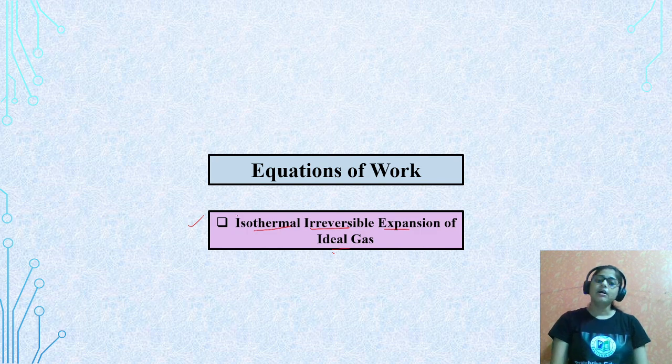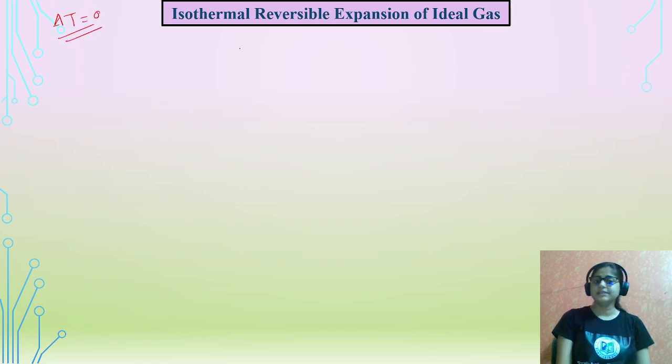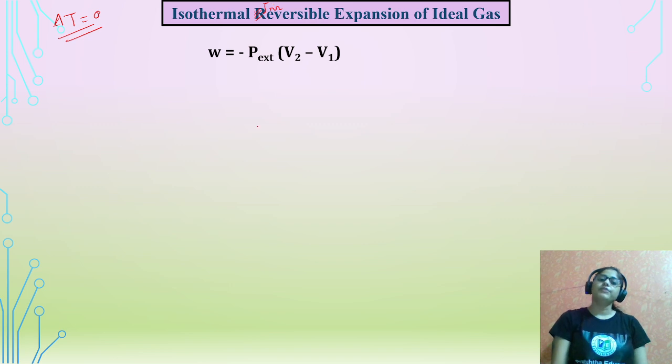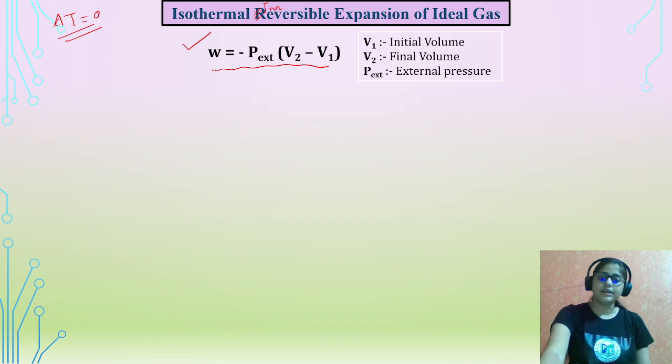Okay. So isothermal means delta T is 0, T is not changing, and it will not be reversible, it will be irreversible, fine. So we know for work it is minus P external into V2 minus V1, and for the irreversible case actually this is only applied, fine.